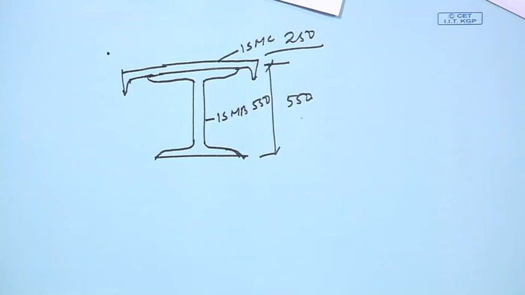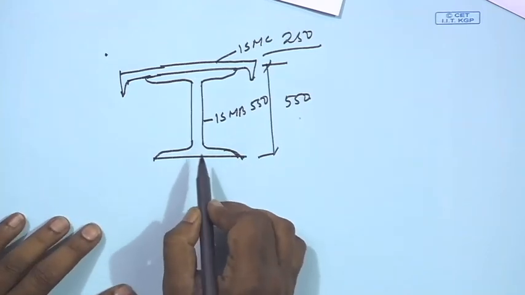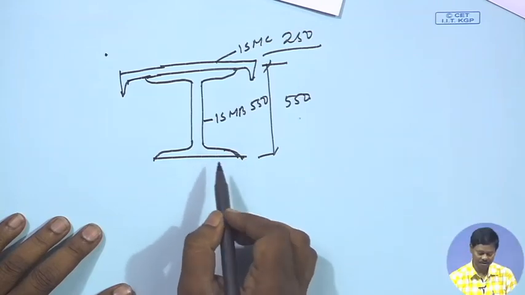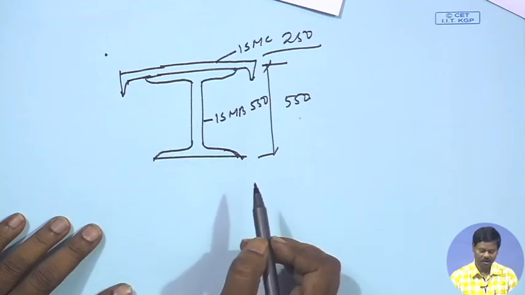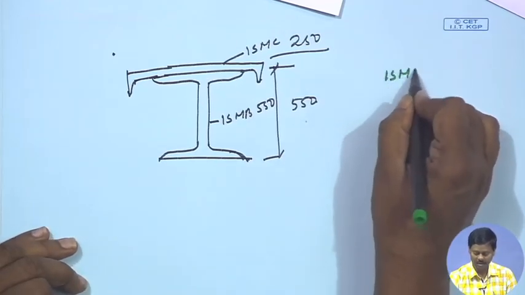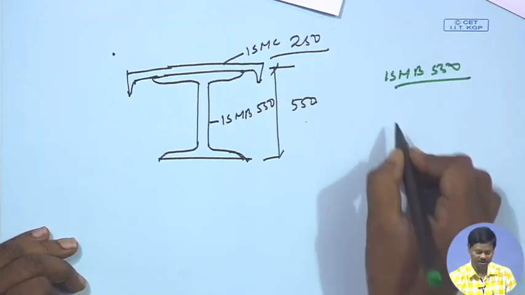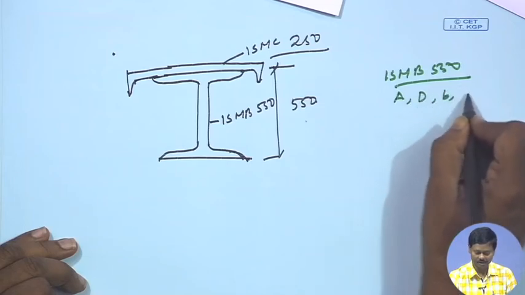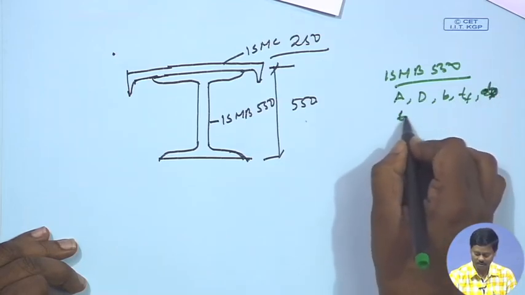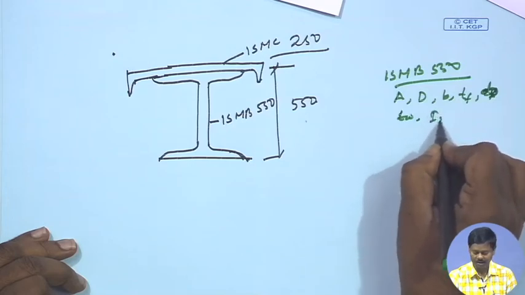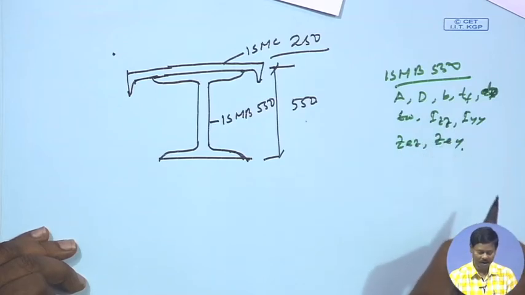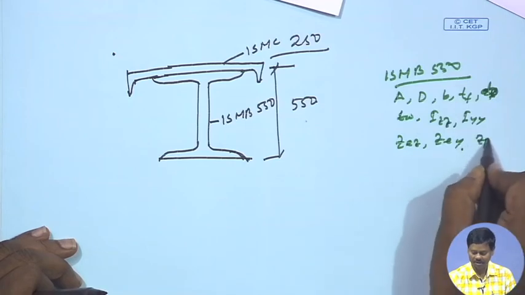That means, what we could see here, is a composite section comprising an ISMB 550 and ISMC 250, where ISMC 250 is placed at the top of the I section in this manner, and now I know all the relevant properties of ISMB 550 from SP6, say area, depth, B, TF, DF, TW. Like this I can find IZ, Z, IYY, ZEZ, ZEY, and also I can find out other properties like ZPZ, right.